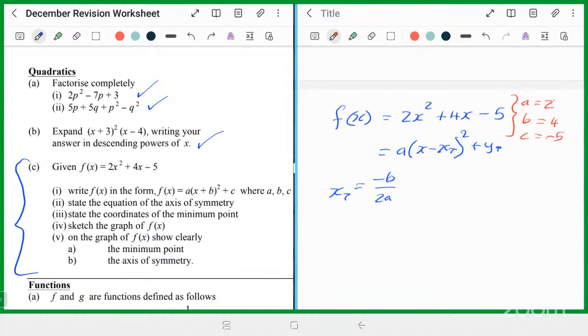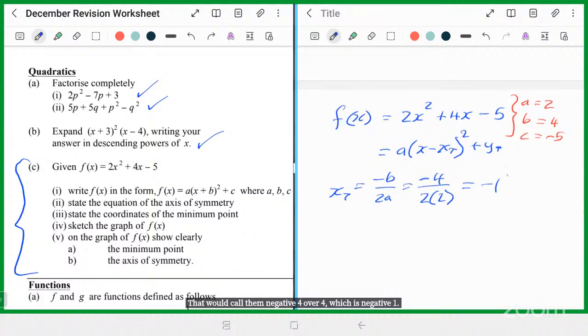So the a and the b are going to be used in this formula. xt becomes equal to minus the b. The b is this 4, so minus 4 over 2 times a. The a is 2, so it's 2 times 2. That becomes negative 4 over 4, which is negative 1.